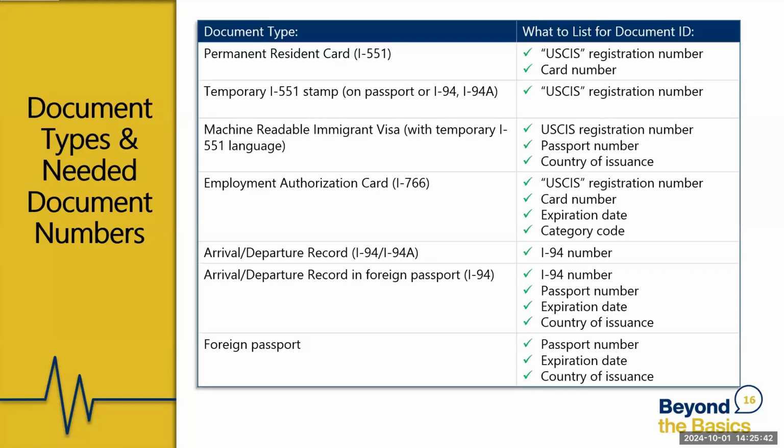Right here in this slide and in the next slide, we basically show what numbers are going to be requested from these documents. So the USCIS registration number, the card number for individuals who have a permanent resident card, that kind of thing. So I'm not going to read all of these to you. That would be very, very boring, but it is very helpful to have these accessible at your fingertips as you're helping people enroll. Next slide, please.